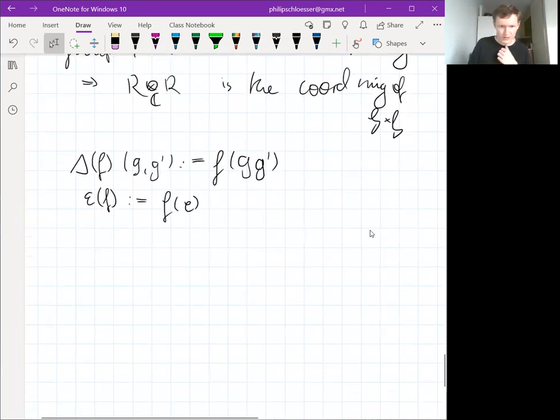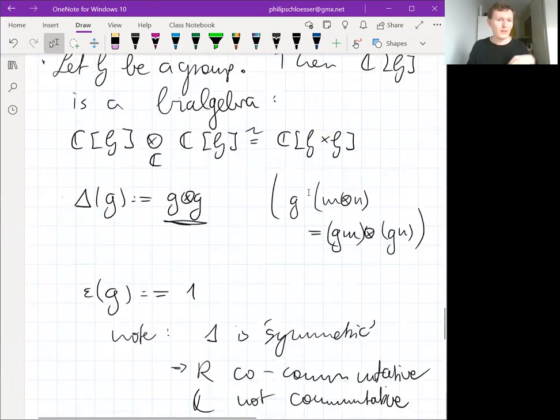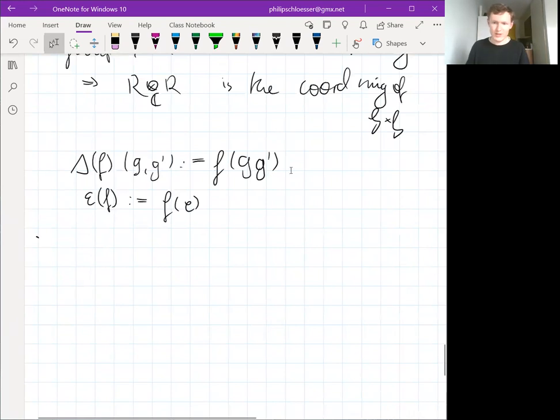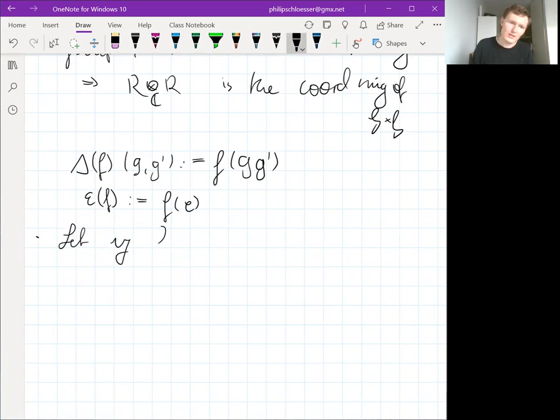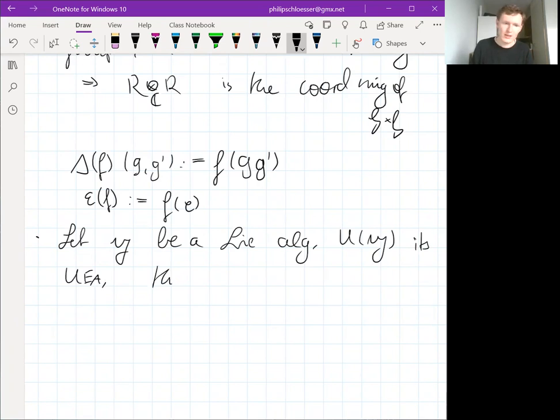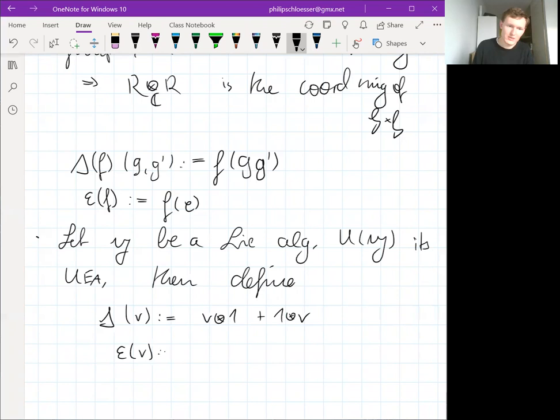And of course the last big example, if we go back to an analogy to the group algebra case, when G is a Lie algebra, and this is its universal enveloping algebra, then we can define delta on an element V of that Lie algebra to be V tensor 1 plus 1 tensor V, and epsilon of such an element to be 0.